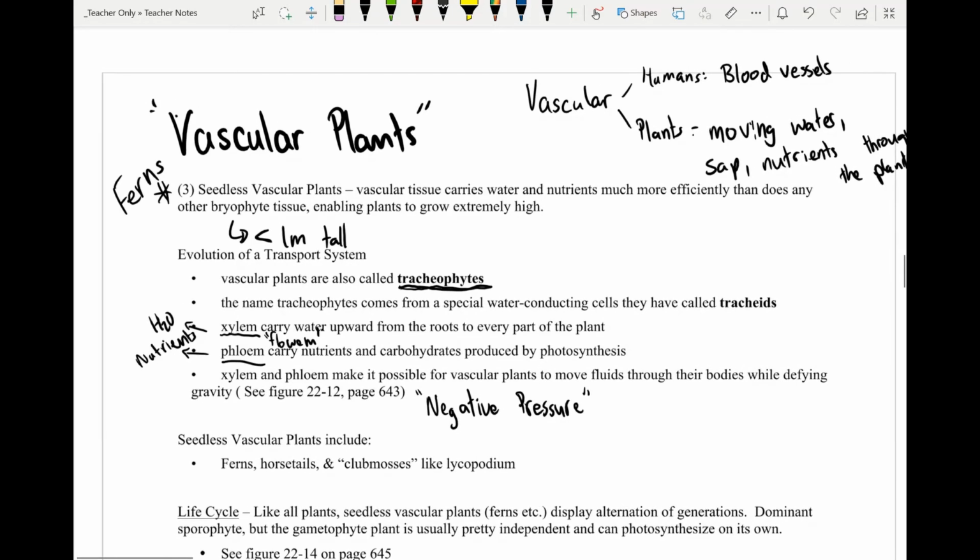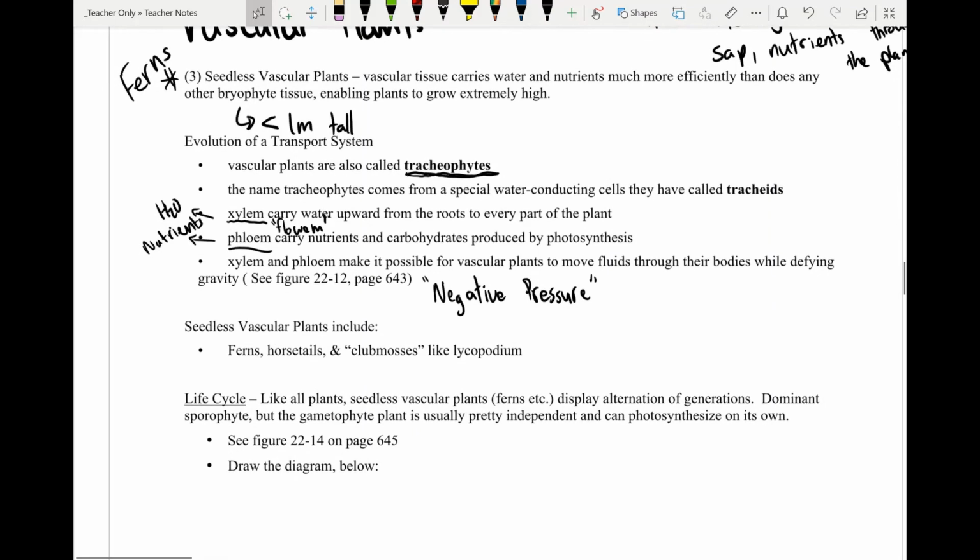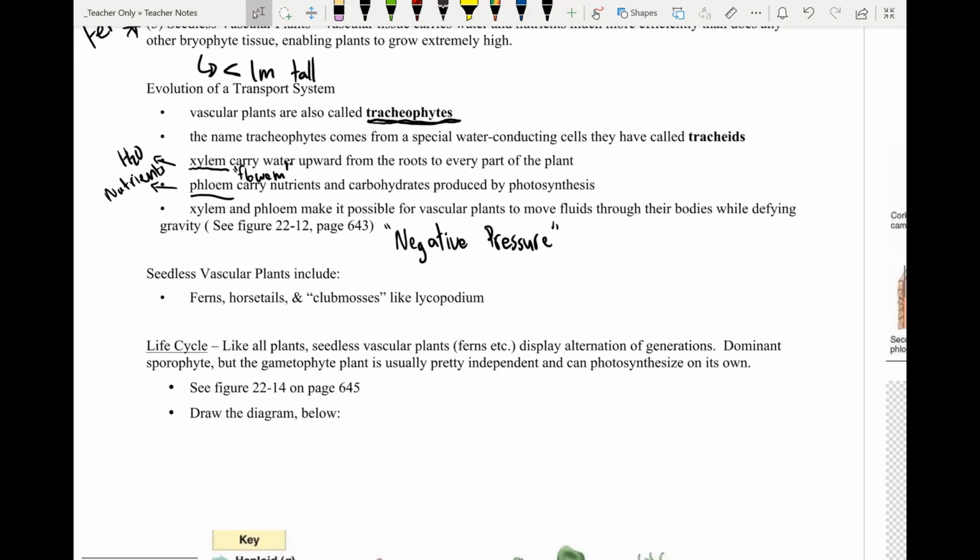So if I go back over, the next part is we're going to talk about specifically seedless vascular plants. So seedless vascular plants include ferns, horsetails, club mosses. So not trees, not any flowering bushes. We're still very simple in terms of an evolution cycle. So I'll talk a bit about what that means.